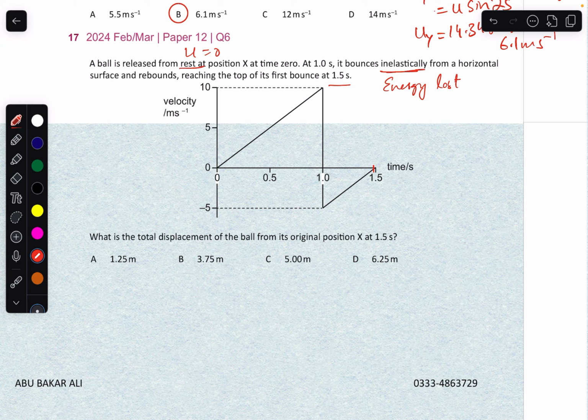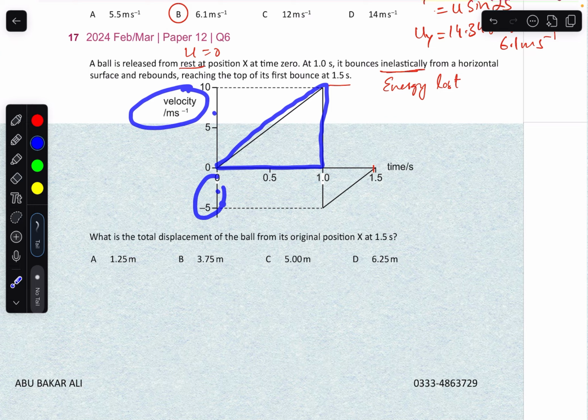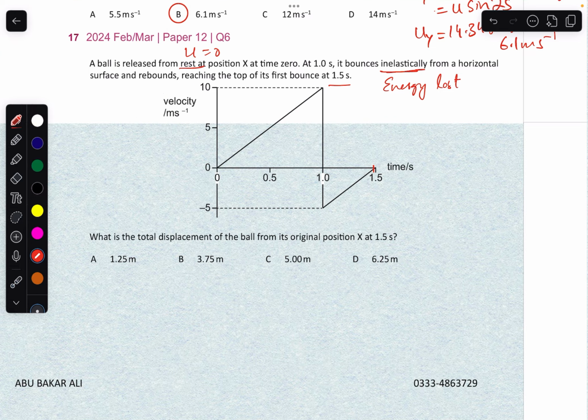If you look at this graph, they're not asking about the distance traveled, they're asking about the displacement. Displacement is a vector quantity. We know that distance is the area under the graph. Velocity is positive here and on this side the velocity is negative. Let's suppose it's a ball, and it's first moving down, it started from here.